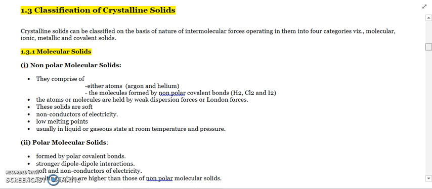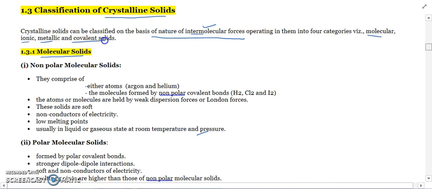In this video we study different types of crystalline solids. There are different types of crystalline solids. First we have molecular solids. These different types of crystalline solids are basically divided on the basis of the nature of intermolecular forces. What these solids depend on is the type of intermolecular forces. These are molecular solids. Next are ionic solids, metallic solids, and covalent solids.